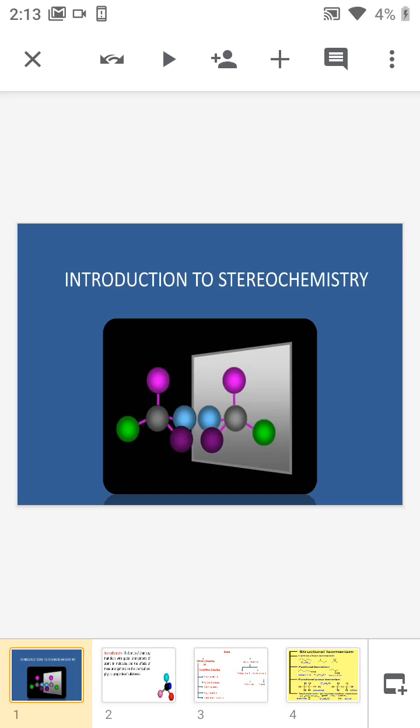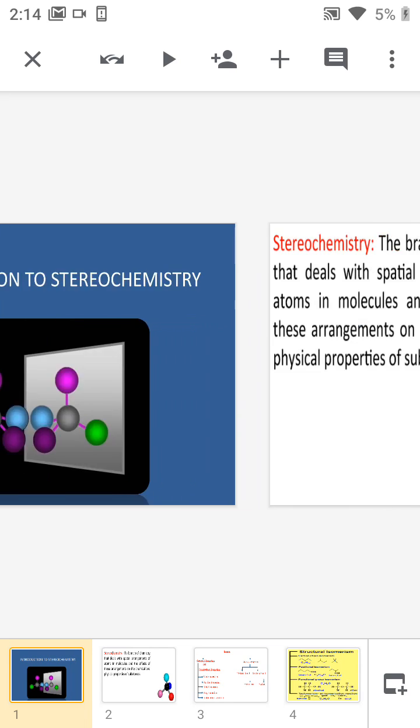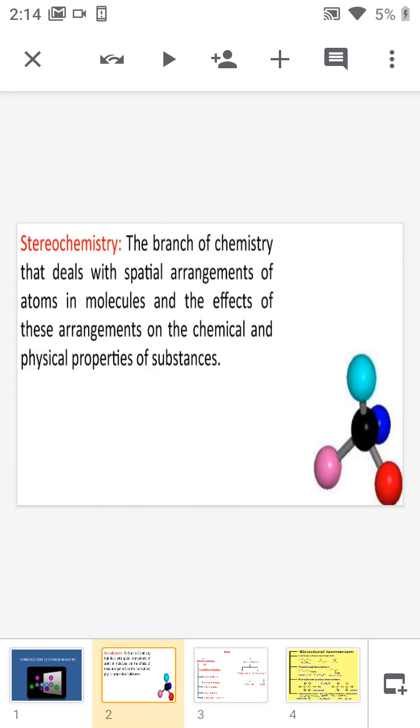Stereochemistry is a branch of chemistry which deals with the spatial arrangement of the atoms or a group of atoms in a molecule in three-dimensional space. And stereochemistry also deals with the effect of this arrangement of an atom or a group of atoms of a molecule on the chemical and physical properties of the substance.